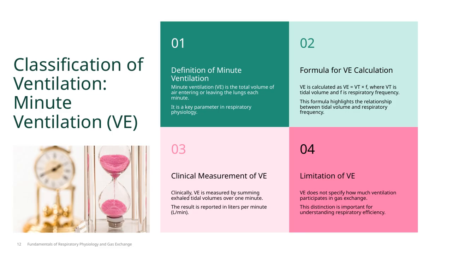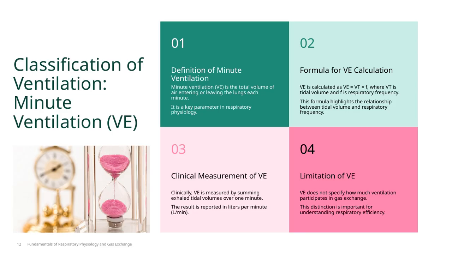To calculate VE, we use the simple formula: VE equals tidal volume times respiratory frequency. Tidal volume is the amount of air moved with each breath, and respiratory frequency is how many breaths we take per minute. This formula highlights the relationship between how much air we move with each breath and how often we breathe. Understanding these concepts helps us see the bigger picture of respiratory efficiency and how various factors can influence gas exchange in the lungs.